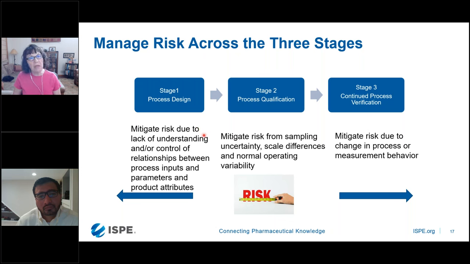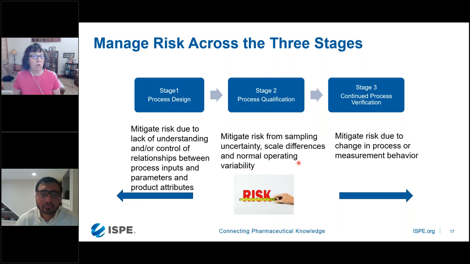So in the beginning, in a new process, or even in a tech transfer, for instance, to a new site, we are mitigating the risk in stage one due to the lack of understanding and or control of relationships between the inputs and the outputs. So between the process parameters and the critical quality attributes, for instance. In stage two, we're mitigating the risk from sampling uncertainty. We don't measure every tablet, every vial, every tube, whatever our unit dosage is.